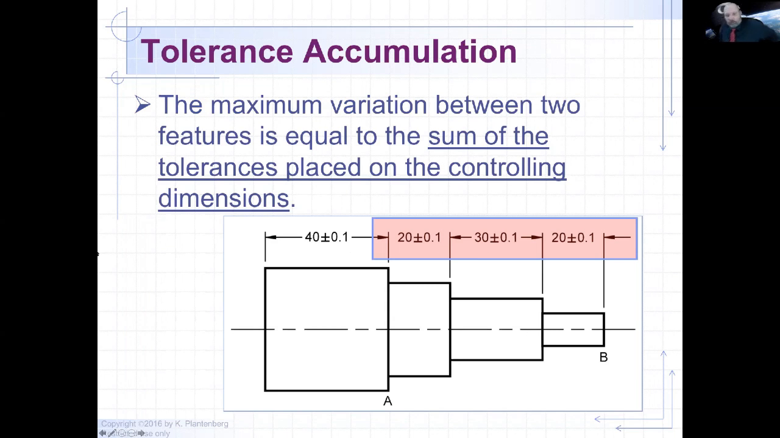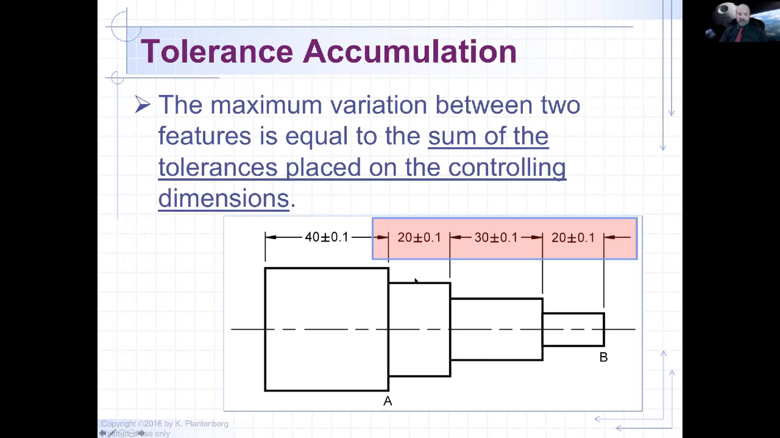Okay, you're going to have more because the maximum variation between the two features is the sum of the tolerances on the controlling dimensions. So that's how the machinist sets it up, based on how you define it in your design. So you may have a reason to make this 20 plus or minus 0.1 and this 30 plus or minus 0.1 and this 20 plus or minus 0.1. That might be very important for you as a designer.